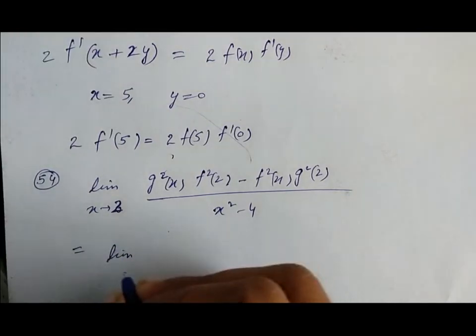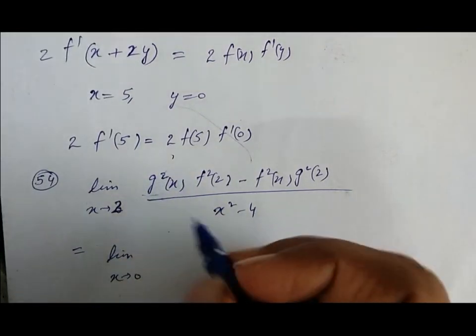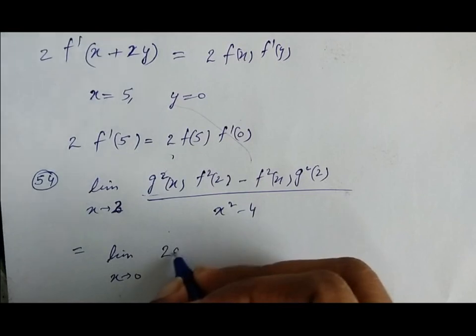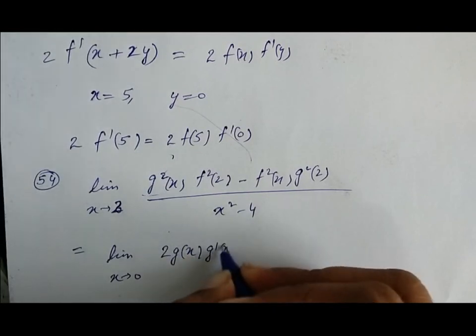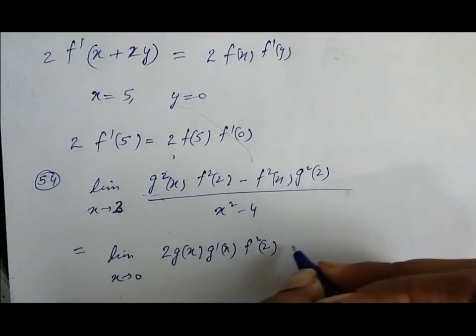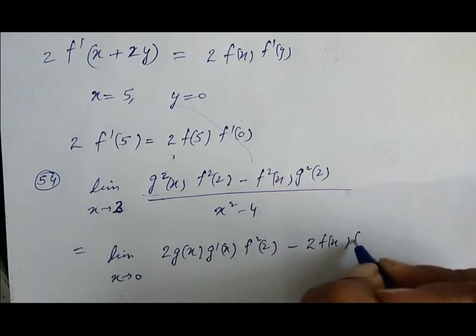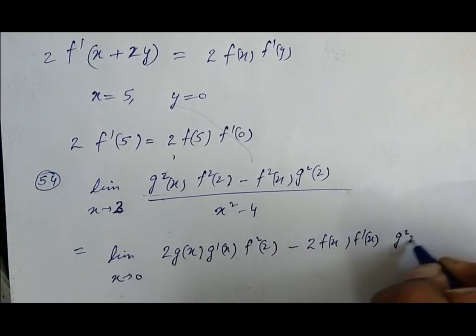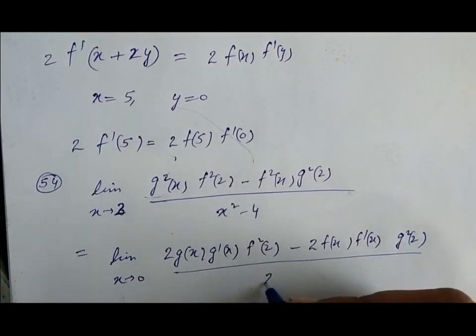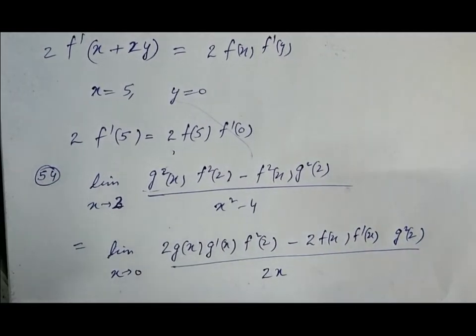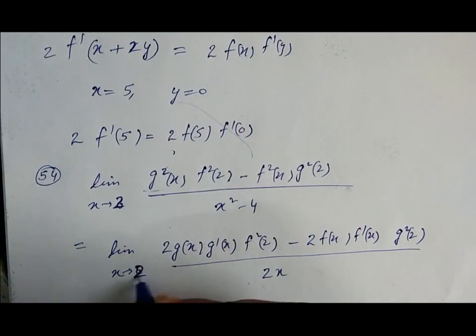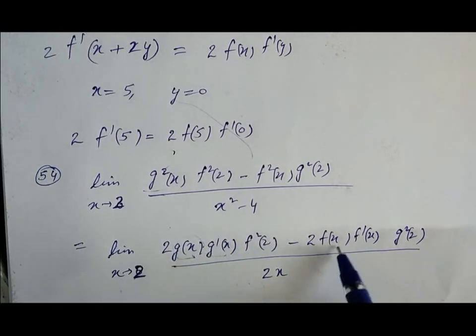So let's differentiate. X tends to 2. Differentiation of g square x would be 2gx g dash x f square 2 minus 2fx f dash x g square 2 upon 2x. Okay, and when x tends to 2, this will tend to g2, which we already know. We know g dash 2, we know f2, and we know f dash 2. So you can obtain the value of this limit.